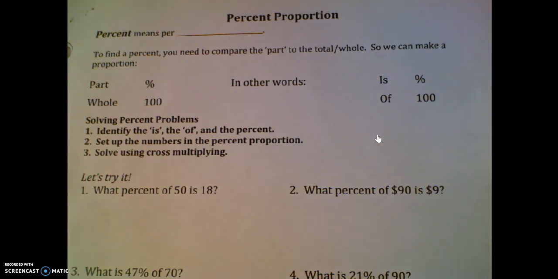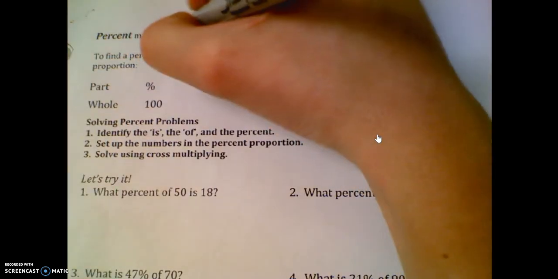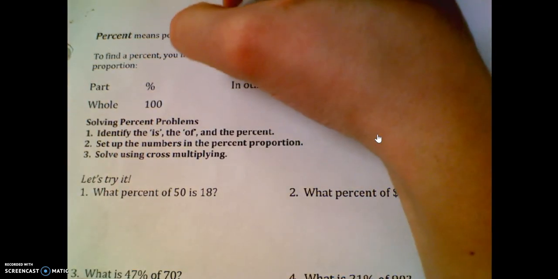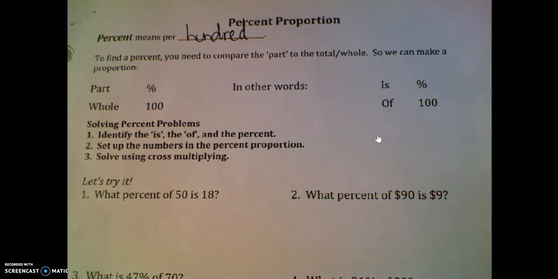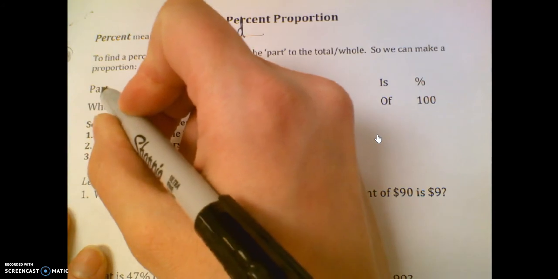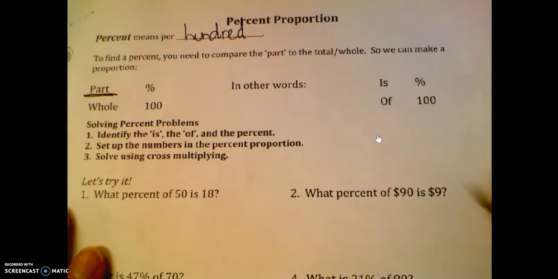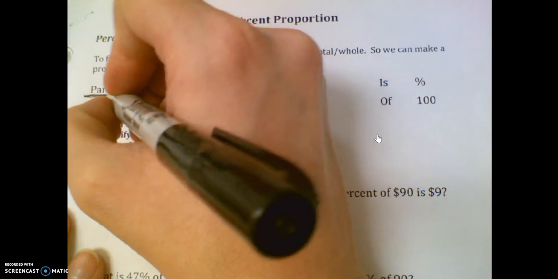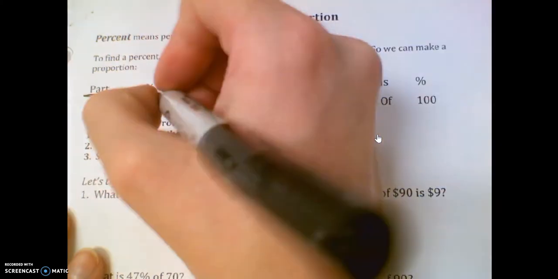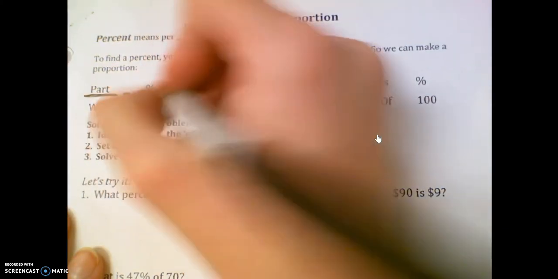All right, welcome to our lesson on the percent proportion. As you know, percent means per 100. To find a percent, you need to compare the part to the whole or the total. So, because of that, we can actually make a proportion. A proportion, remember, is two equal ratios. So if I'm comparing my part compared to my whole, that's a ratio, and I can set it equal to comparing the percent to 100.